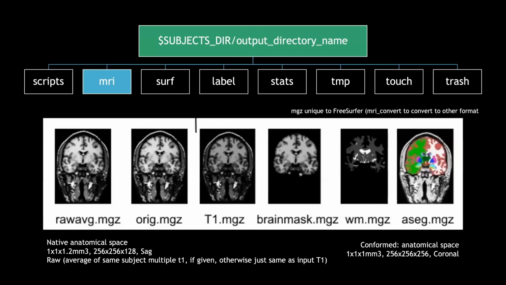By the way, FreeSurfer, as you may have noticed, uses MGZ as the imaging format. The MGZ is unique to FreeSurfer. If you want to convert those MGZs into NIfTI format or any other format, you can do so by using mri_convert in your terminal. So you basically type mri_convert, for example, brain mask dot mgz, space, brain mask dot nii, enter, and that will convert this image into NIfTI.